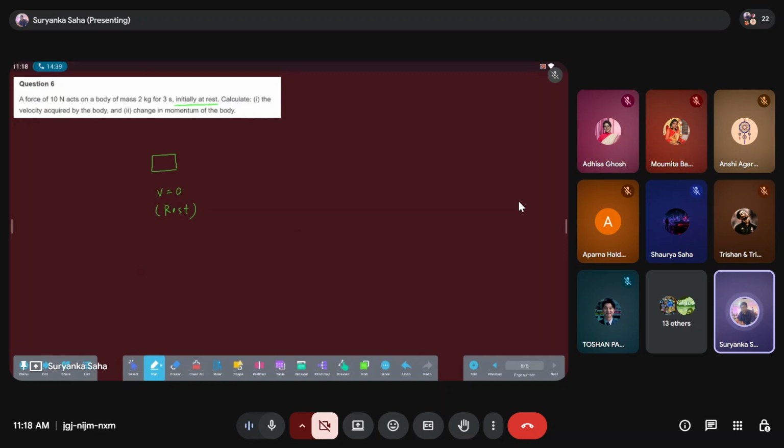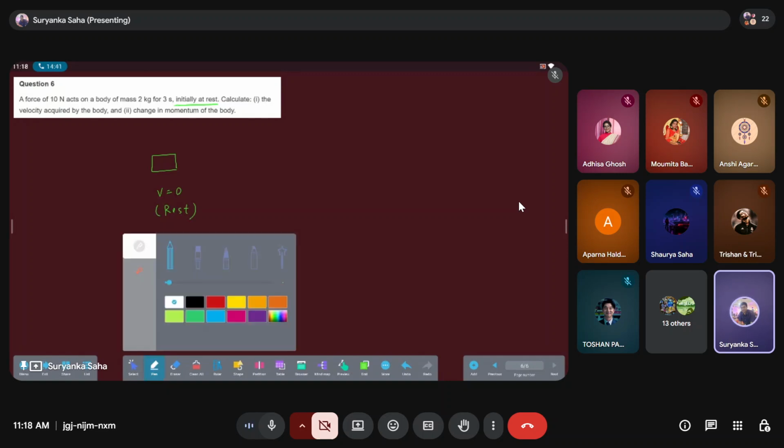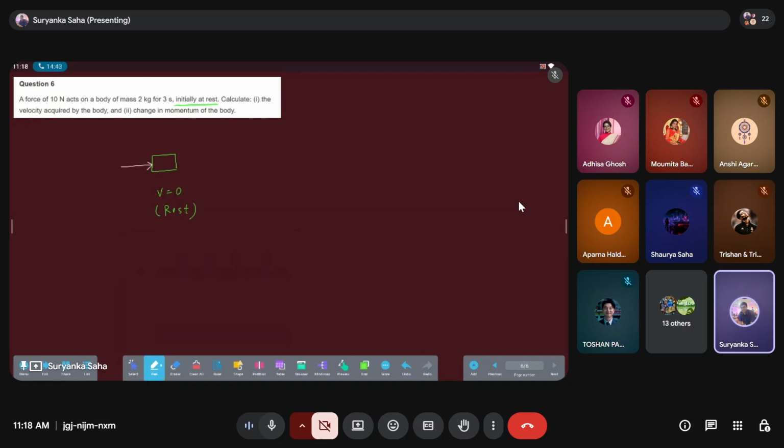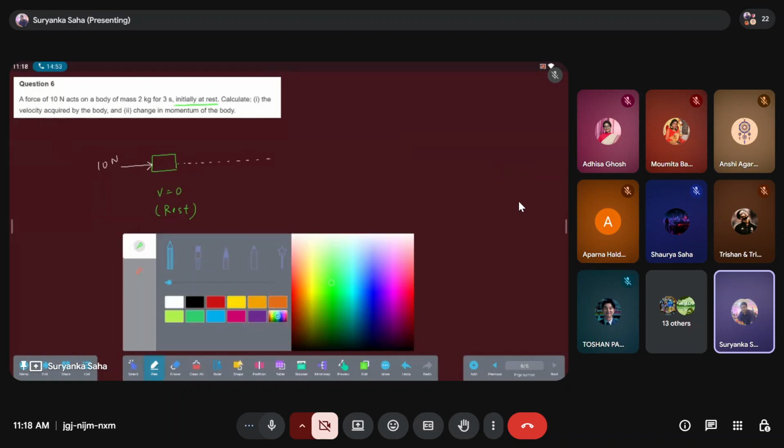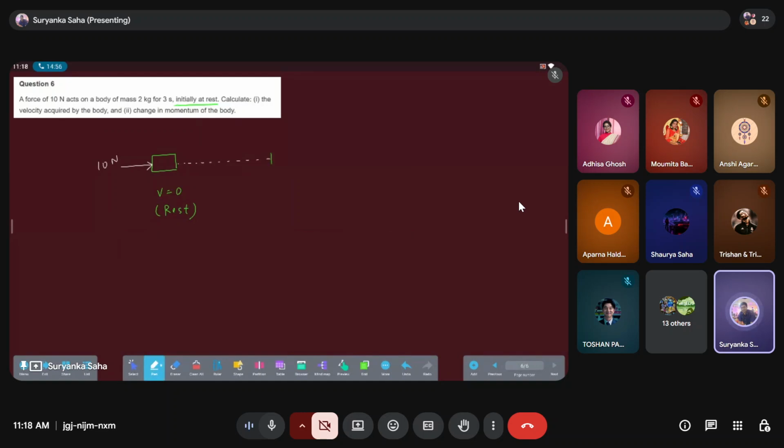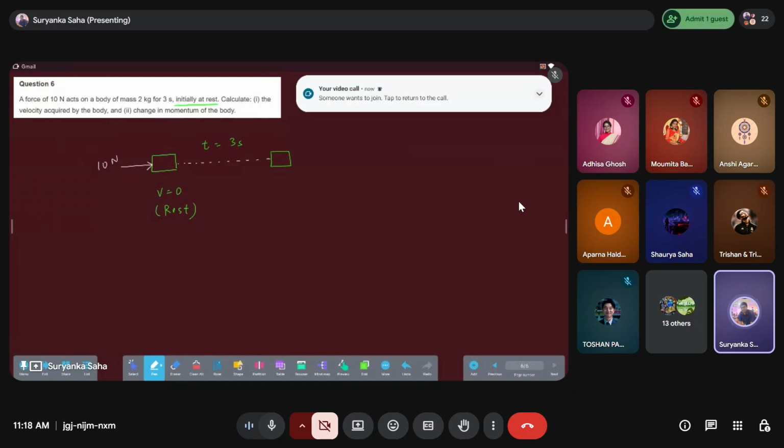Now we are applying a force of 10 Newton. Let me apply a force of 10 Newton here. For 3 seconds we are pushing the body, and after 3 seconds the body reached here. For 3 seconds the force is applied. I am writing the time is 3 seconds for which the force is applied.